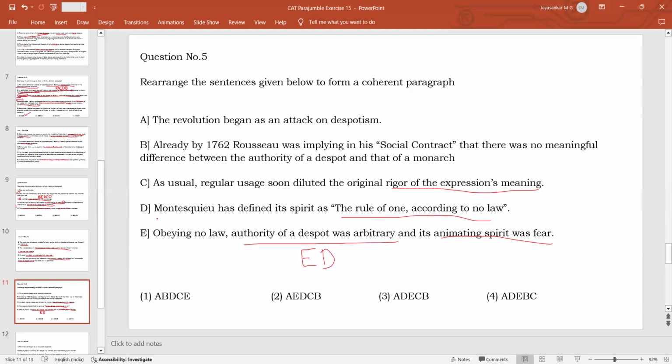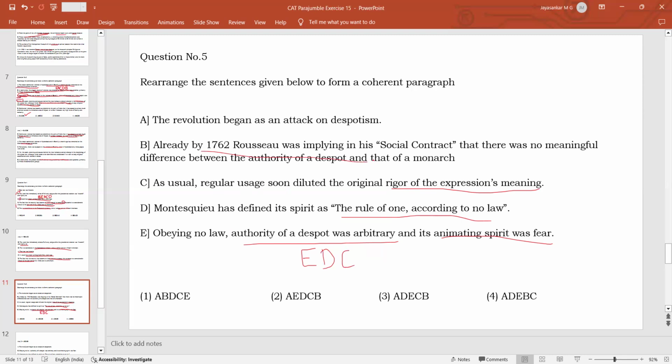So we first talk about how a despot is getting an authority, then how Montesquieu has defined that spirit of the despot, and how this expression has lost its original vigor, or the energy or the intensity of the meaning, through regular usage. So that is EDC. And because of this loss of meaning, what will happen?